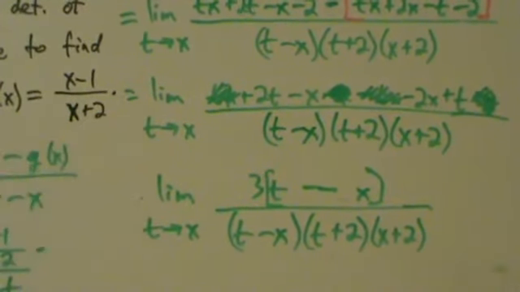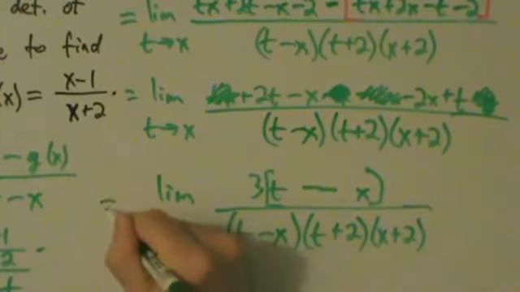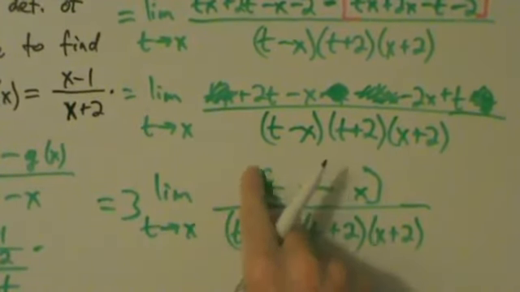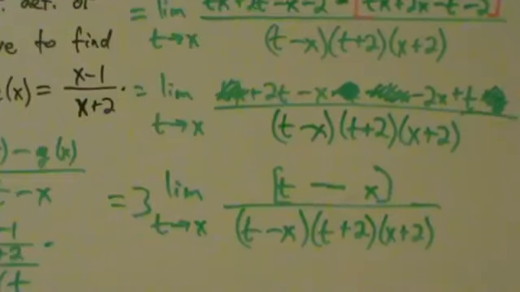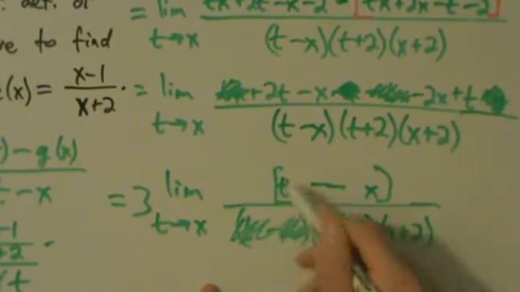Let's go ahead and do that in this step, just to save space. So this is going to equal 3, and we can pull that out. Now notice here's t minus x on the top, and here's a t minus x on the bottom. That's good because now we can cancel them. And remember, that's what we want to do, because if we take a limit as t approaches x, then we have a 0 on the bottom and a 0 on the top. But we want to get rid of that. So now we can do that by canceling these.